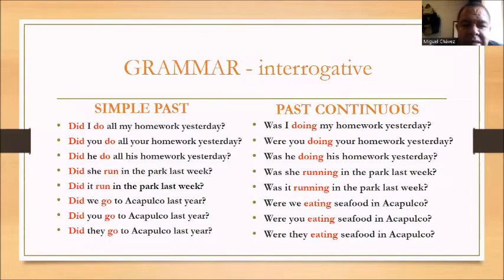Again, in the interrogative, the simple past uses the auxiliary did, but in this case, we are going to write did at the beginning of the sentence. And after the subject, we use the main verb in simple form or present. Did I do? Did you do? Did he do? Did she run? Did you go?